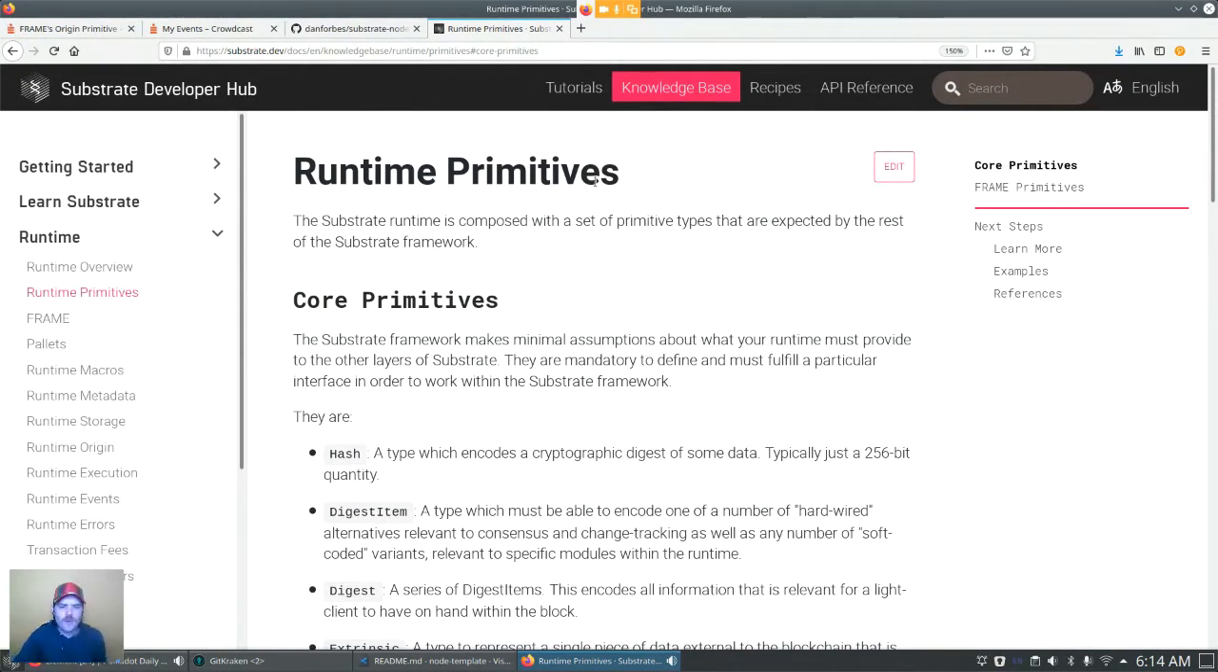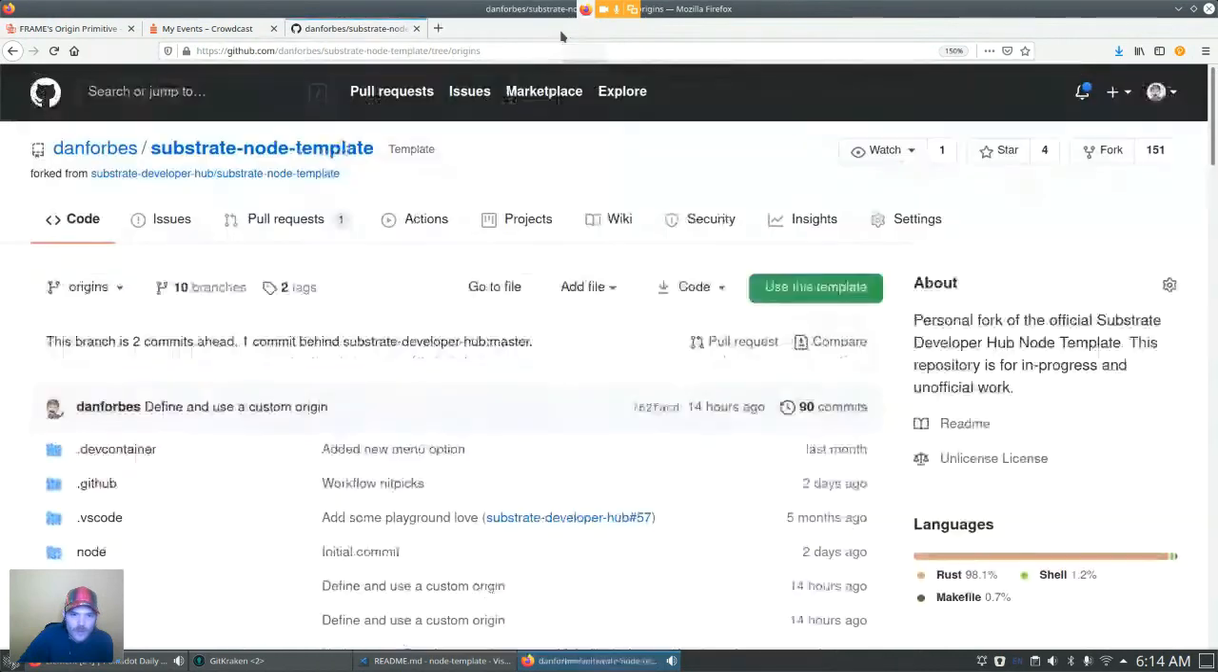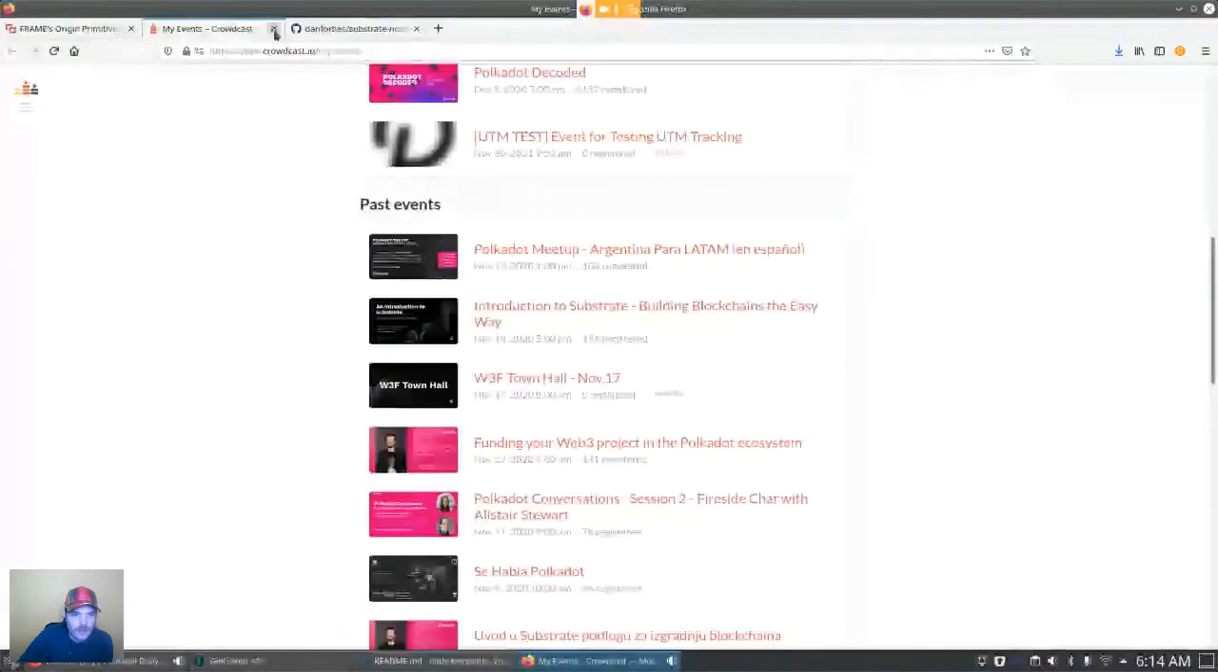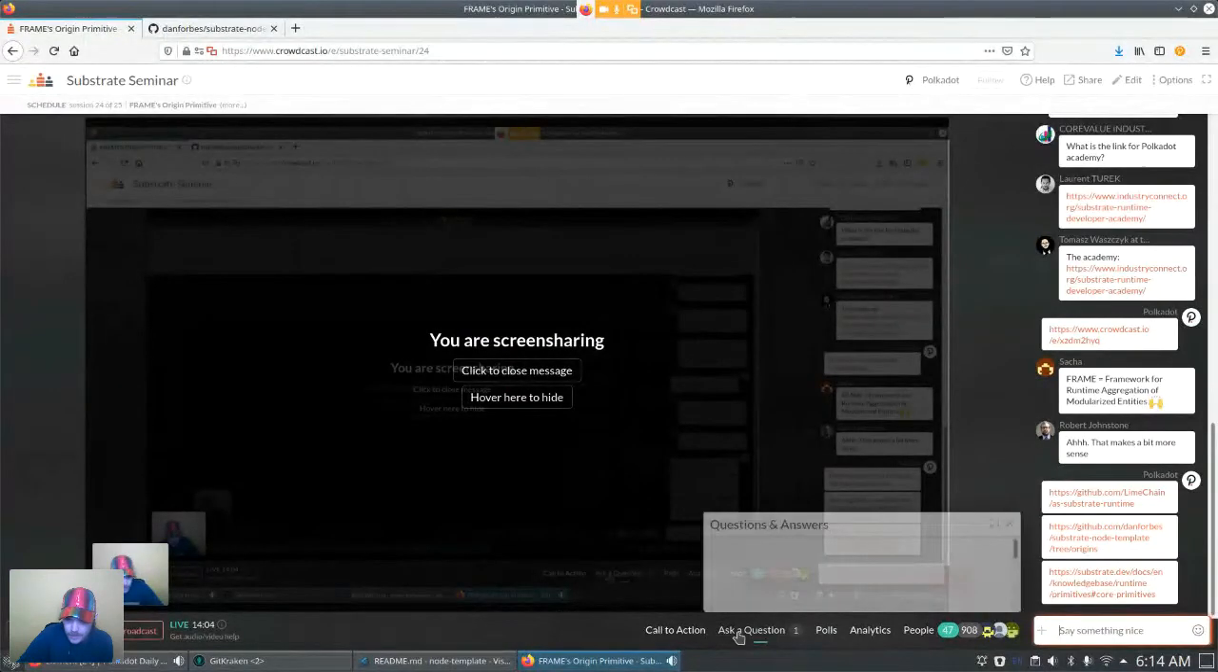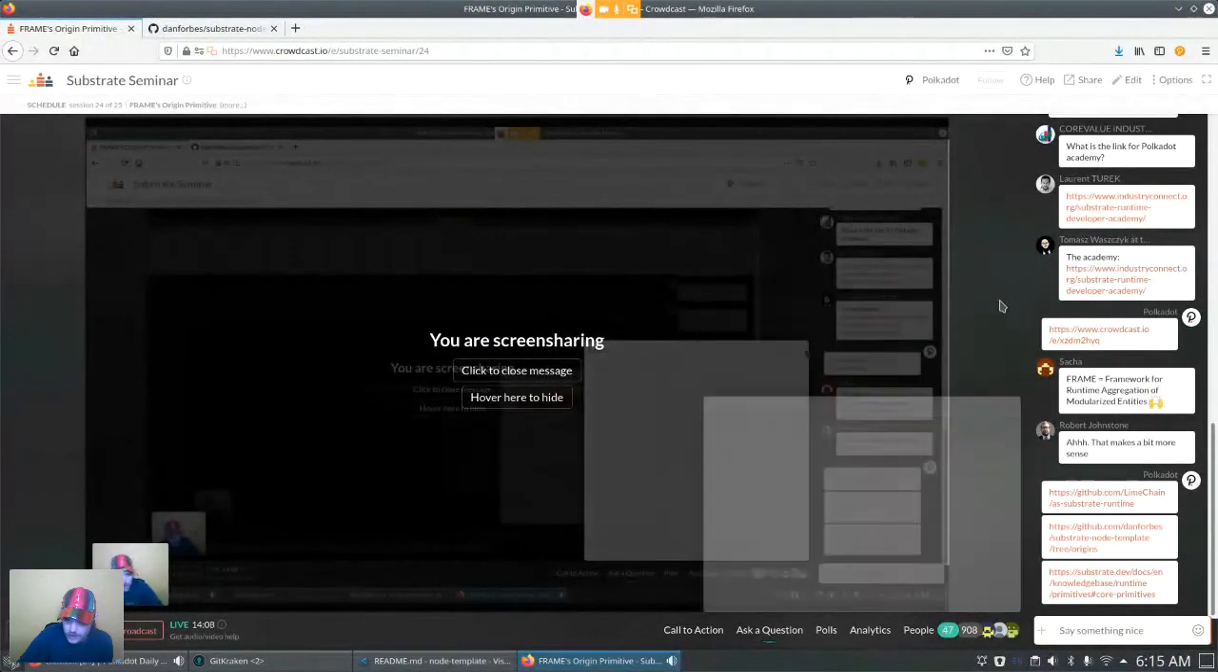I wonder how Pierre is doing this in Substrate Lite. I wonder if he's using FRAME or if he's writing his runtime a different way. It will be very interesting to see that. So I hope that helps you understand what FRAME is. Now I am going to stop answering that question.